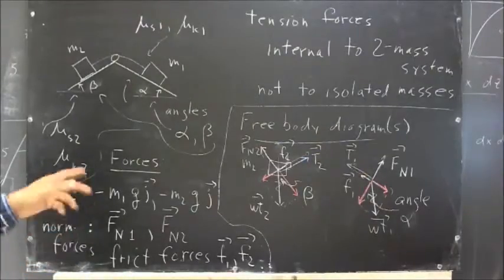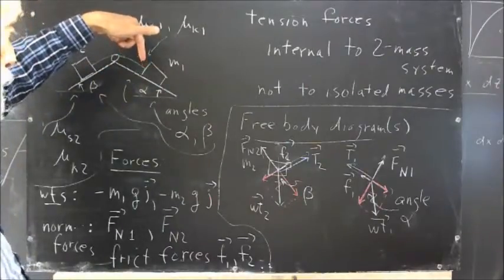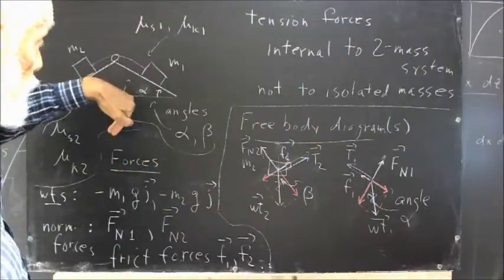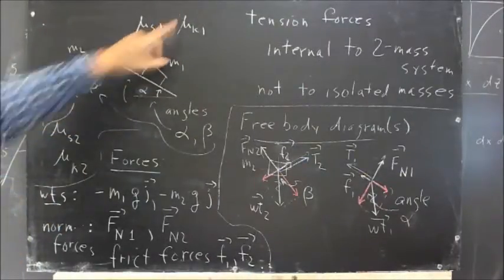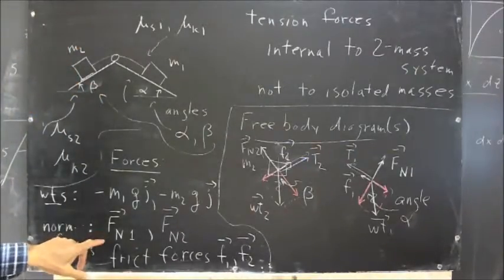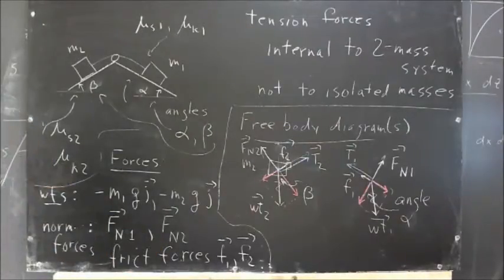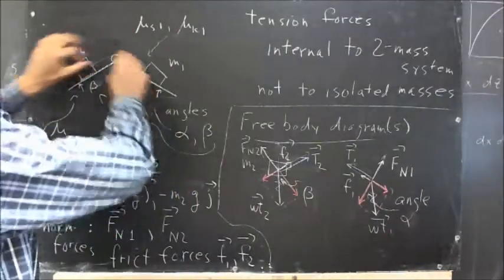The normal forces: by virtue of the fact that at least part of the gravitational force is pushing this into the incline, the incline will exert an equal and opposite force in this direction. And similarly here, we have a normal force acting on M2. So we have Fn1 and Fn2, the normal forces. And there are also frictional forces. Unless these coefficients of friction are all zero, we expect that there will be some sort of frictional forces. There will also be tension forces. You have tension in this spring.